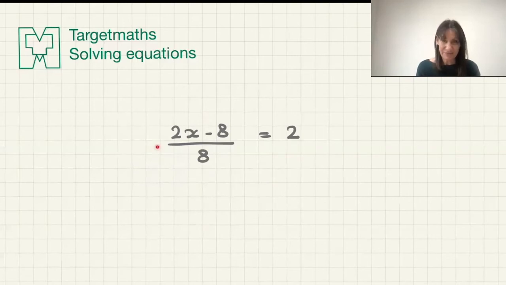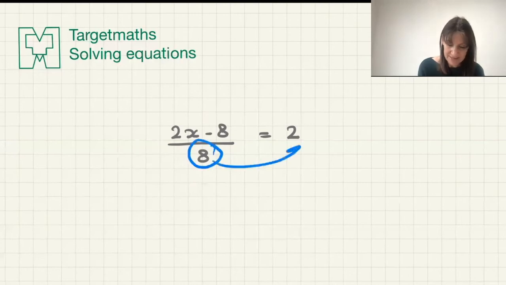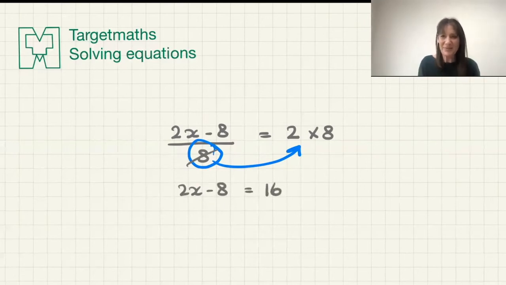Okay, so 2x minus 8 divided by 8. The last thing I said was divide by 8, and it's the first thing I hop. So divide by 8 lands as times 8. That's gone. So 2x minus 8 is left. 2 times 8 is 16. And now I'm kind of back in my comfort zone. These are the questions that I'm happy with, aren't they? So we're going to finish it off.